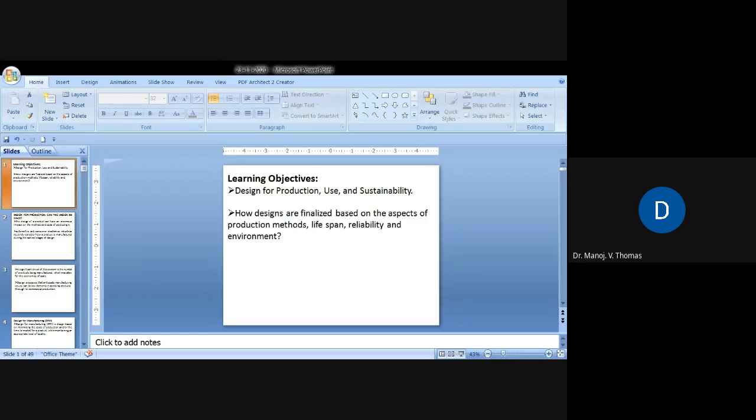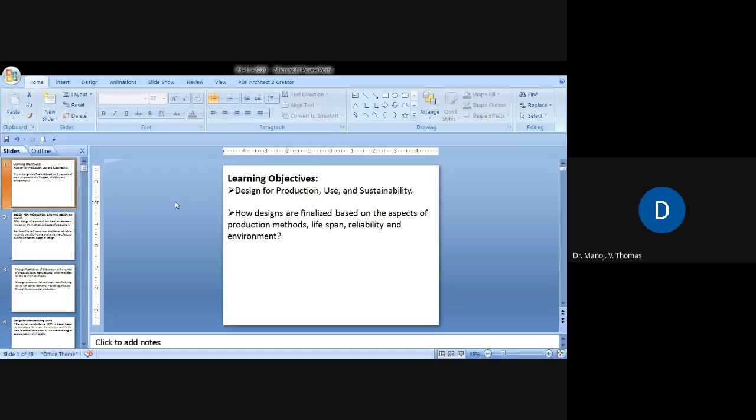So are the concepts clear? Is the basic idea clear? Yeah. Thank you for the feedback. So we will look through the slides. If this idea is clear, keep it in mind, whatever I told in the beginning: what we mean by design for production, what we mean by design for use, and what we mean by design for sustainability. Here, the focus is the responsibility of the designers: how he should design for production, how the design team should design for use, and how the design team should design a particular product for sustainability.